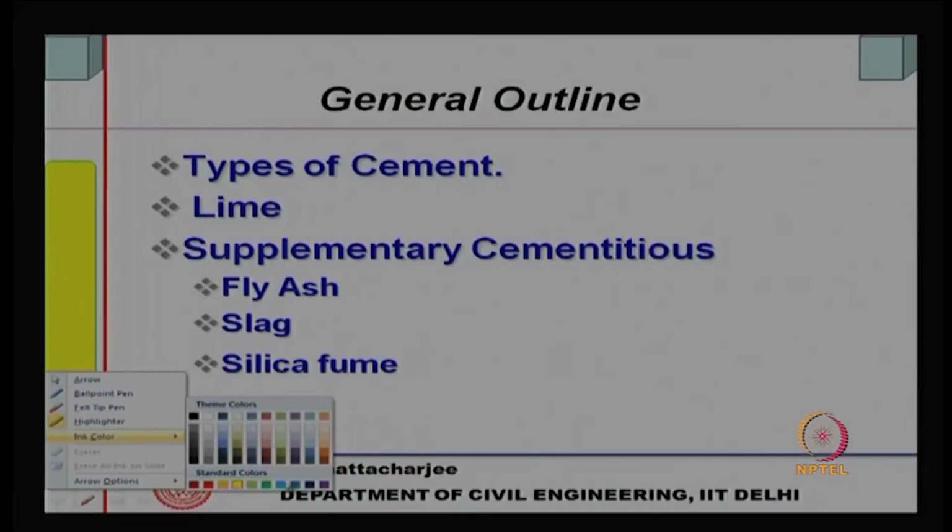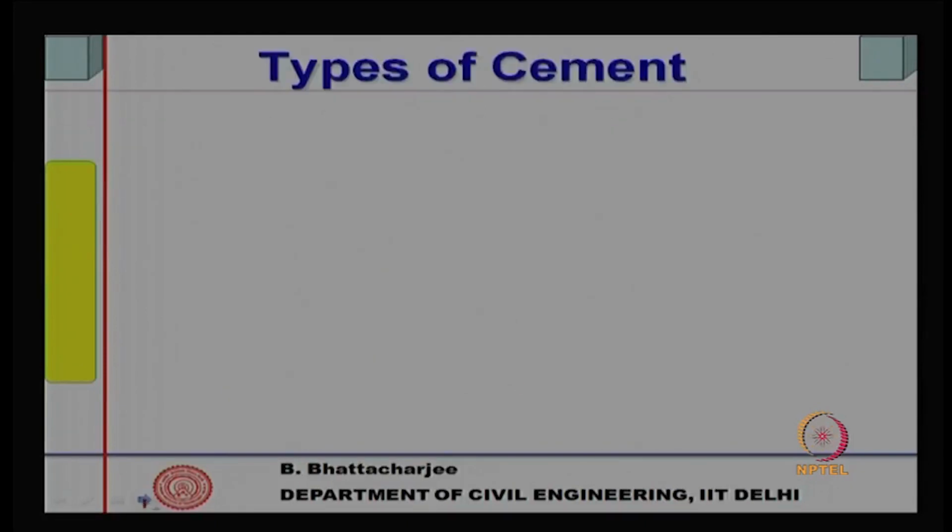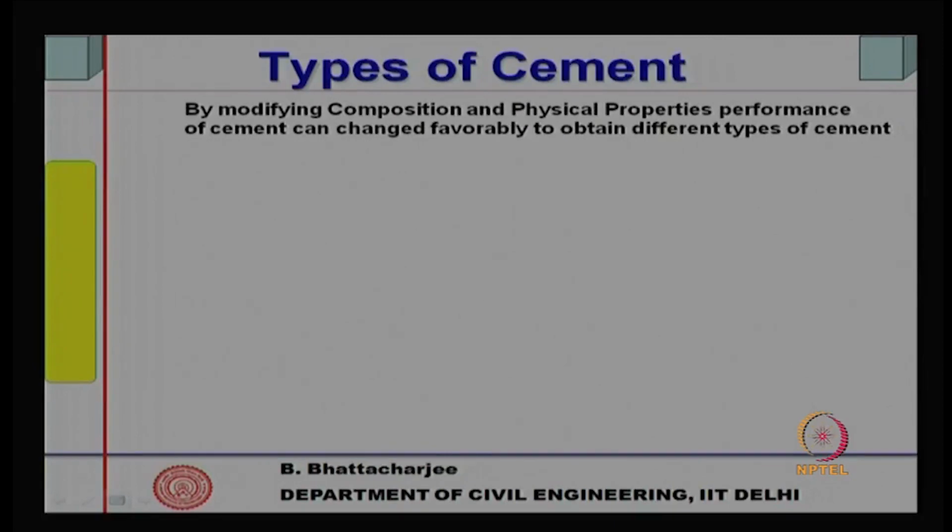So, the general outline of our discussion would remain: types of cement, followed by lime, followed by supplementary cementitious material such as fly ash, slag, silica fume, etc. So, we can look first into the pure cements and the modified cements. What we said, I repeat it again, by modifying the composition and physical properties, the performance of cement can be changed favorably to obtain different types of cement. So, the chemical composition of the cement can be changed, and their physical characteristics can also be changed in order to get different types of cements.